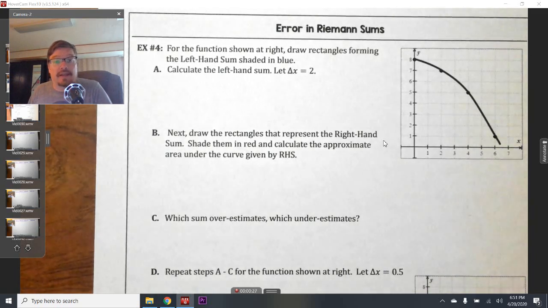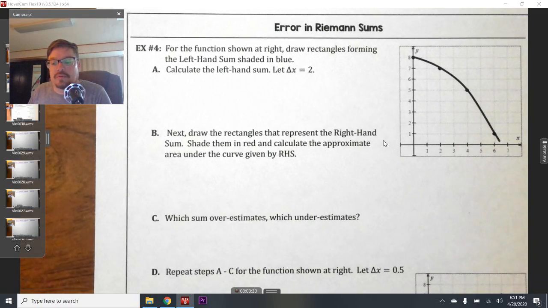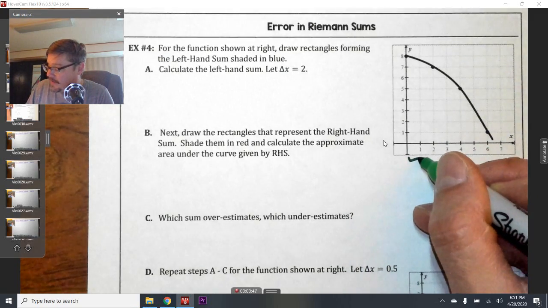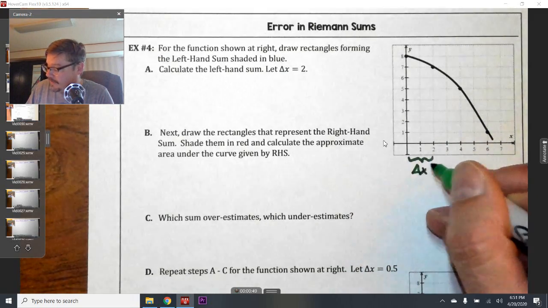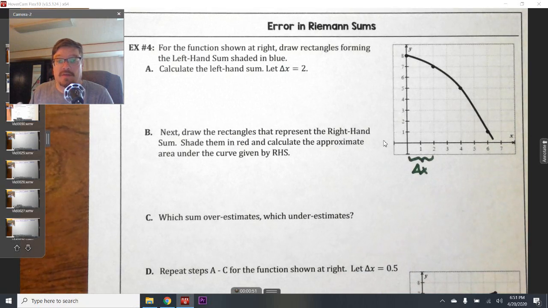So we're going to calculate the left-hand sum. Let delta x equal 2. What does that mean? What is delta x? Delta x is the width of each rectangle, right? So we want this right here to be delta x. So that's the width. When we calculate this area, we'll be multiplying by 2, right? When we multiply the width.